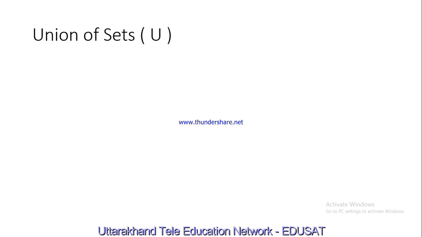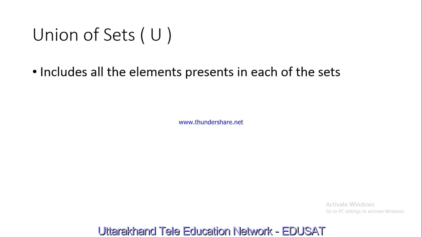Now let us talk about the union of sets. What do we mean by the union of sets? Union of sets would include all the elements present in each of the sets. So if we are going for the union and we are taking two sets, all the elements present in both the sets would be included in the union.